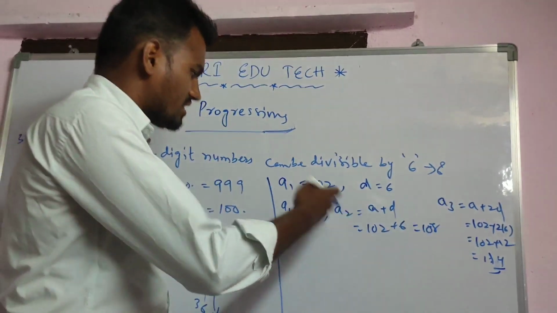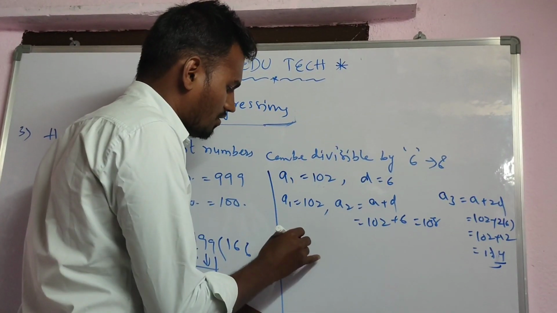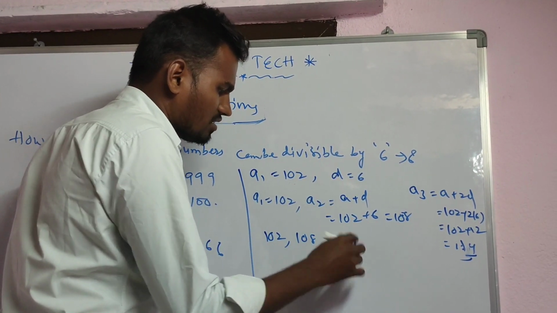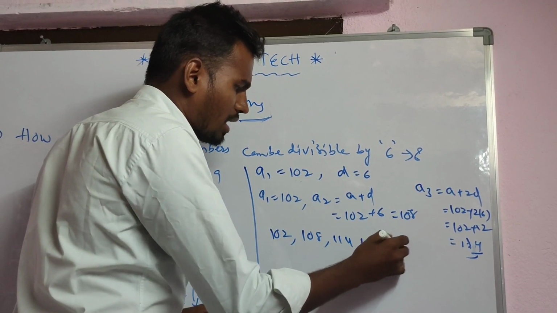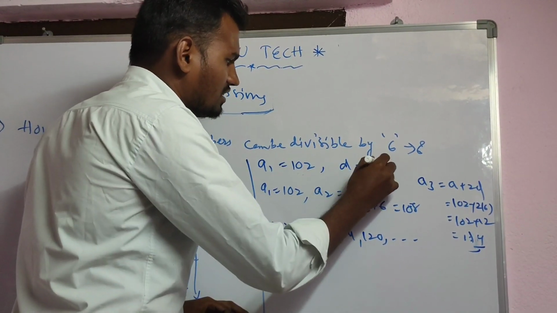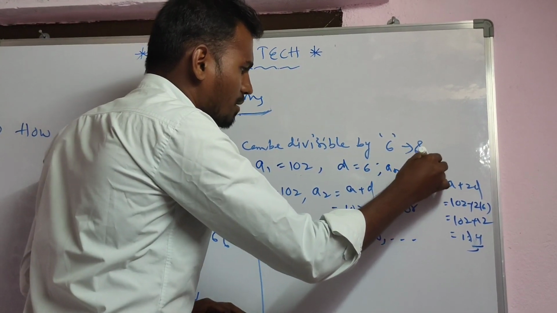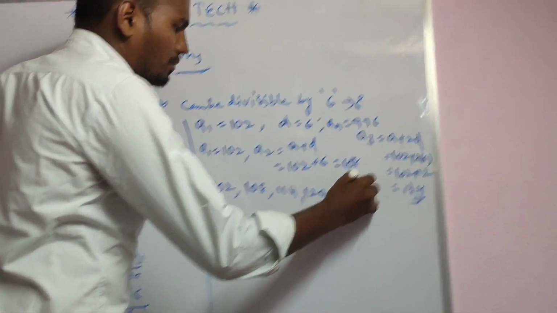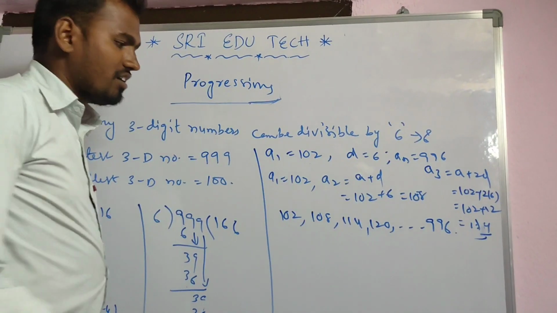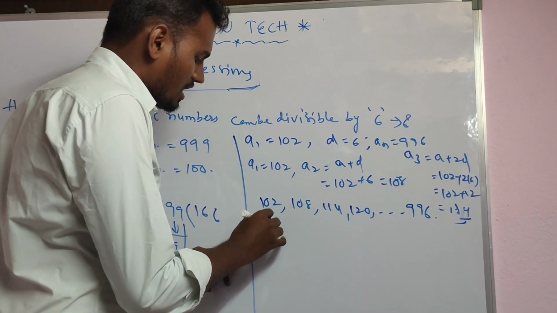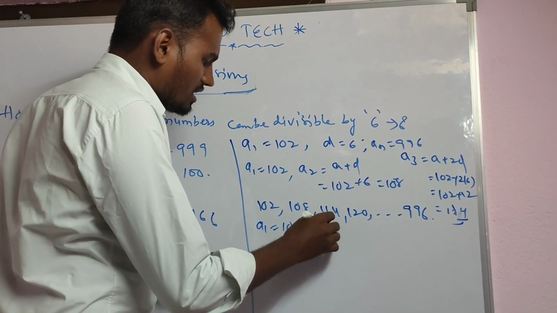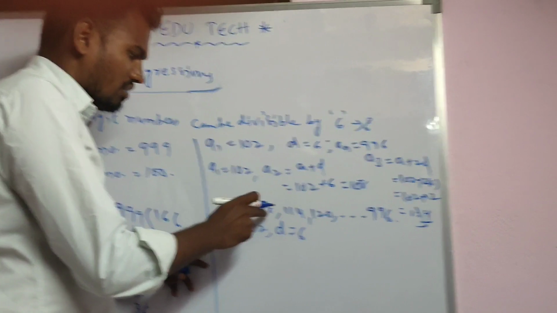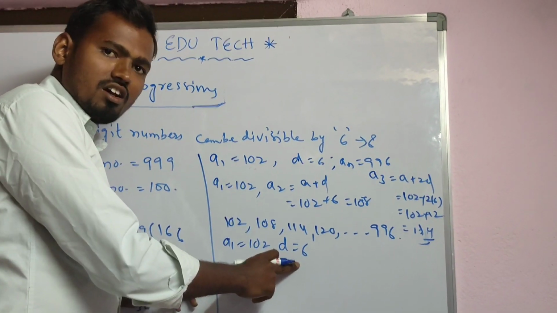Let us write down: a1 is 102, 108, 114, then we add the next 6, 120, and so on, up to the greatest number an is equal to 996, which we got just now. So a1 is equal to 102, d is equal to 6, and you can prove it, 108 minus 102 is 6 only.